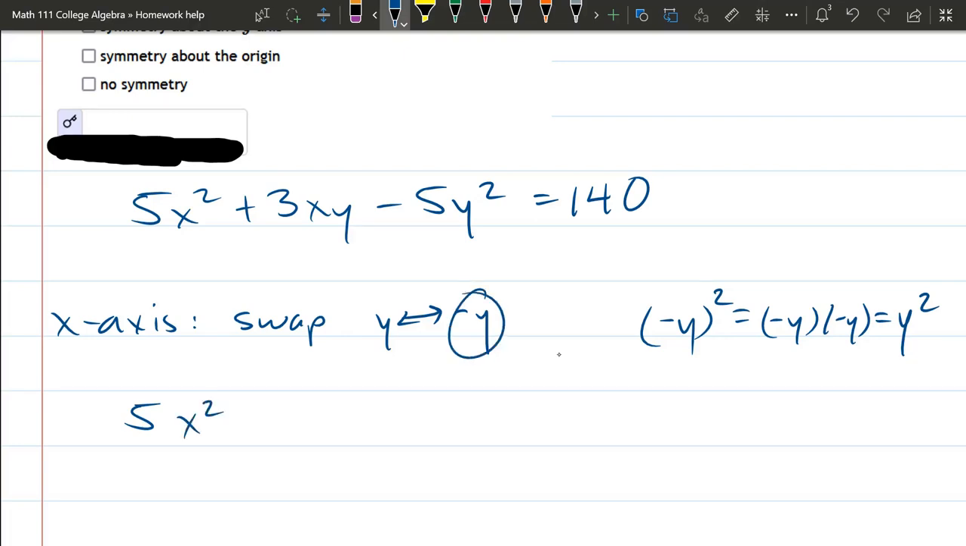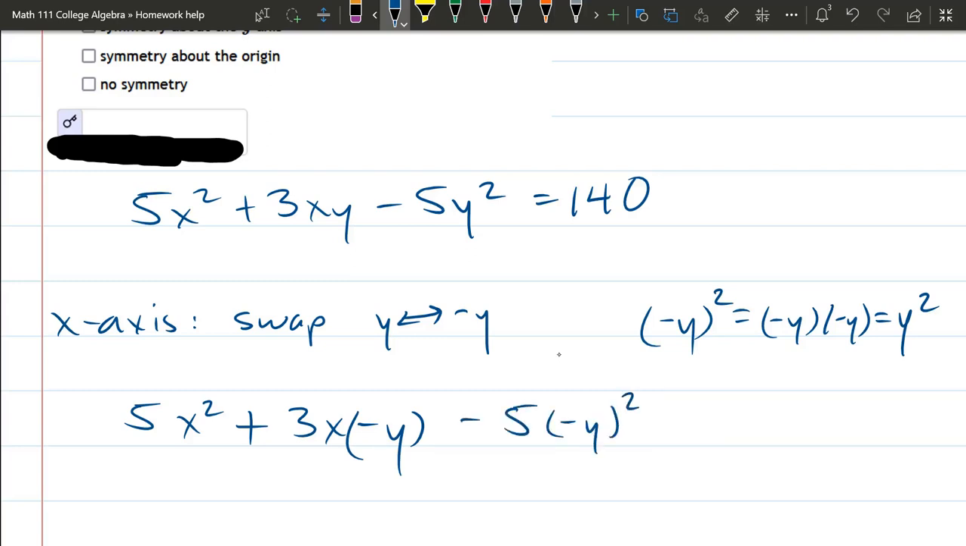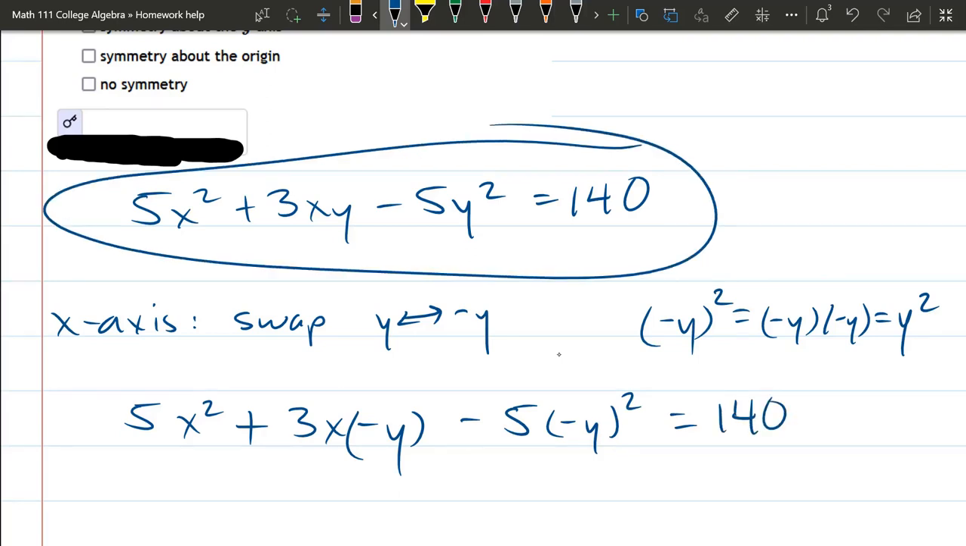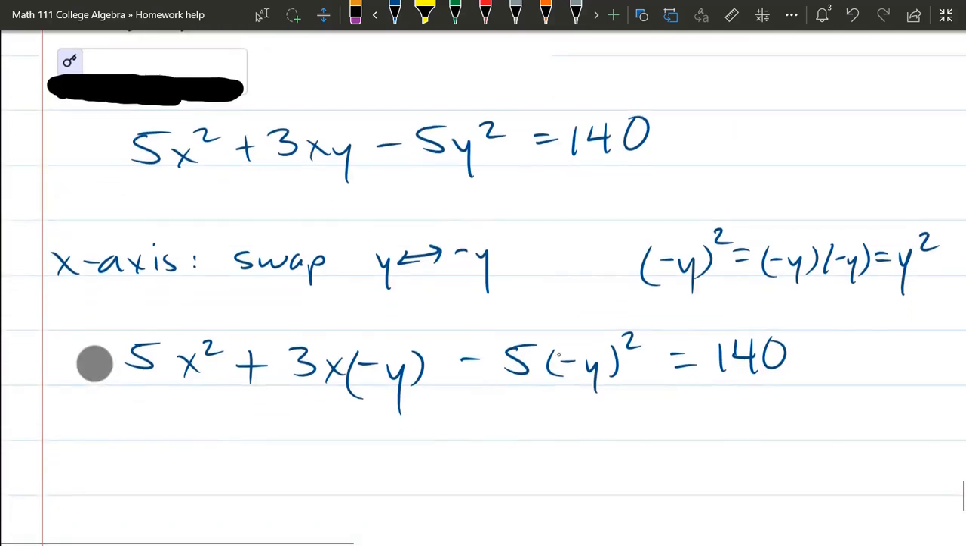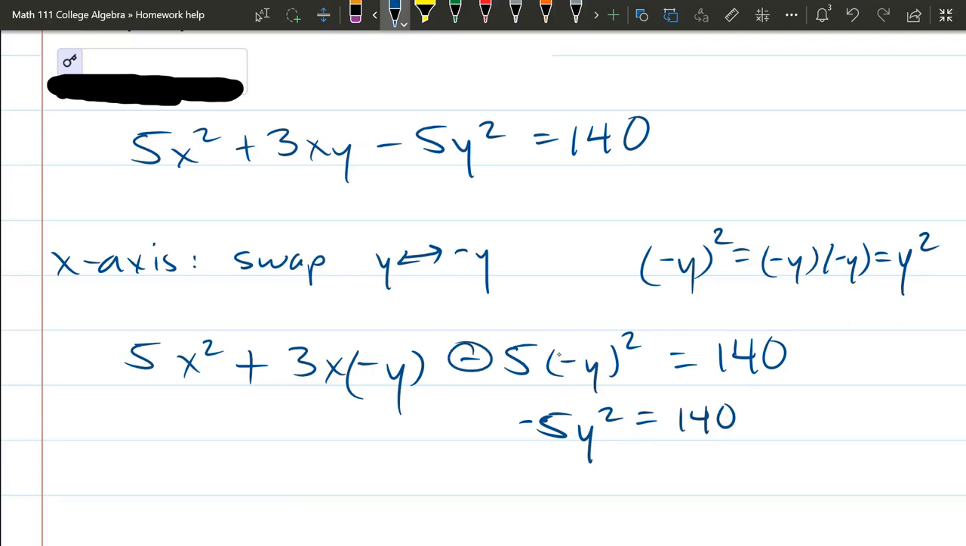So I'm doing the swap in wherever I see y, I'm putting negative y. So we have 3. Now, don't write x minus y, it's x times negative y minus 5 negative y squared equals 140. And again, I'm just copying what's right here, replacing y with negative y. So I just showed you that this negative doesn't matter because we're squaring it. That negative that I wrote is that negative outside. This one canceled out and disappeared.